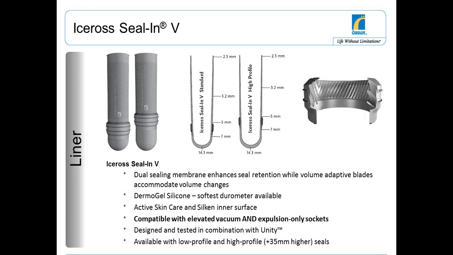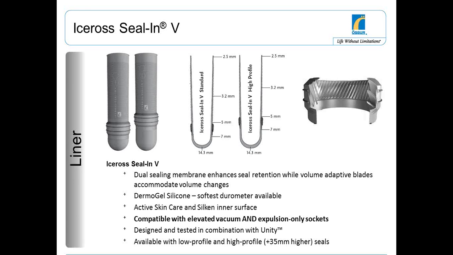We're using the Dermogel silicone, which is the softest durometer available. This is for distal cushioning, but it's also to have something that's quite compliant to be able to move and conform to shapes. Obviously, with vacuum, as we mentioned before, we want total contact, and we want something forgiving as a material. So this is going to be good for addressing distal comfort and conformation to limb shape. We're using the active skin care and the silken inner surface, as we do with all the premium liner systems.